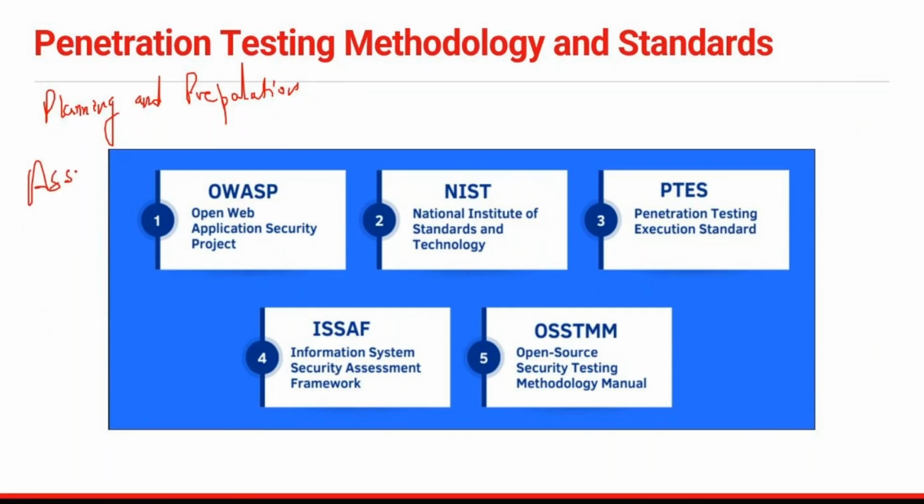Then, the second step is assessment. This is the core testing framework. Inside assessment, you will do information gathering: use technical and non-technical methods to collect relevant data about the target. Next, network mapping. Network mapping means identify all systems and resources within the target network. Then we have vulnerability identification.